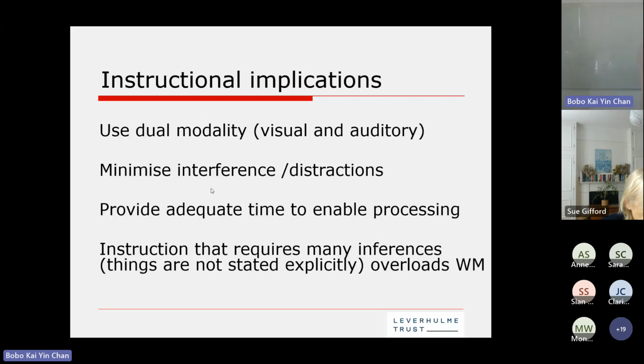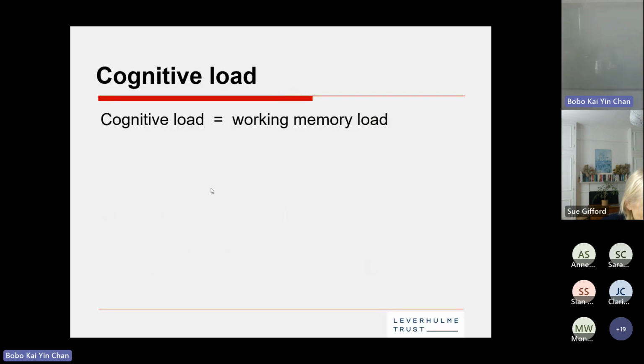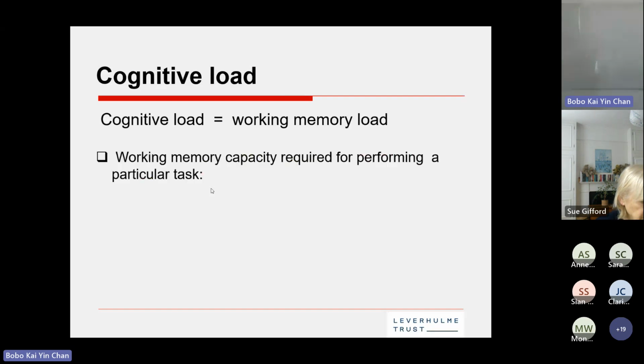So these are a few instructional implications that we can think about, based just on working memory characteristics, not yet talking about cognitive load. But if we talk about cognitive load, according to cognitive load theory, it's nothing else but working memory load. It's just that simple. Cognitive load is working memory load. So essentially it means the working memory capacity required for performing a particular task. The cognitive load imposed by a particular task is the working memory capacity which that task would take.